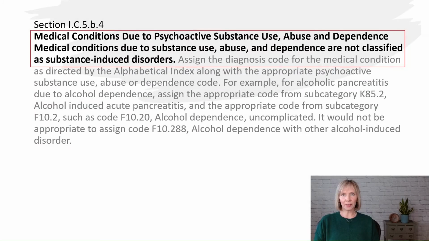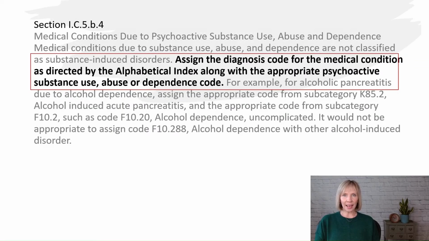The coding of medical conditions resulting from substance use, abuse, and dependence has been a frequent area of confusion for many coders. Many coders mistakenly assign a code for substance-induced disorder when a medical condition is documented as substance-related. However, it's important to understand that medical conditions resulting from substance use, abuse, and dependence are not classified as substance-induced disorders in ICD-10. Instead, it's necessary to assign the diagnosis code for the specific medical condition along with the appropriate code for the substance abuse or dependence.